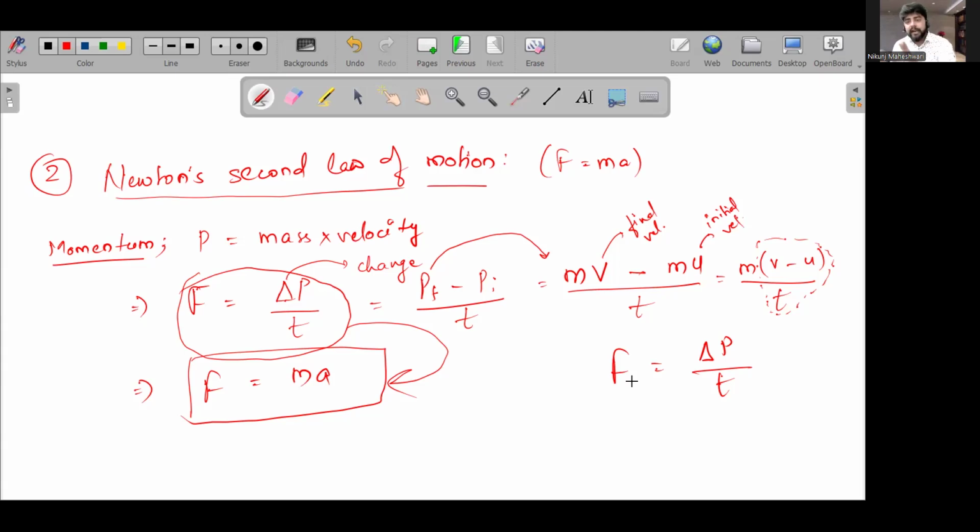This 10 to 5 can happen in 2 seconds, 3 seconds, 4 seconds, or 5 seconds. It can happen in any time, right? So the amount of time being required to change the momentum from the initial momentum to the final momentum, that is what T is.